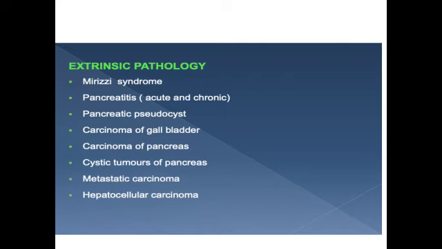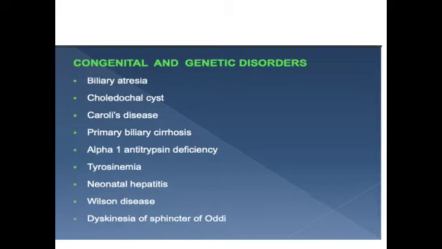The extrinsic factors are Mirizzi syndrome, that is a stone in the Hartmann's pouch obstructing the common hepatic duct or common bile duct. Then pancreatitis acute and chronic, pancreatic pseudocyst, carcinoma of gallbladder, carcinoma of pancreas, cystic tumors of pancreas, metastatic carcinoma, hepatocellular carcinoma. These are all extrinsic factors of causes of obstructive jaundice.